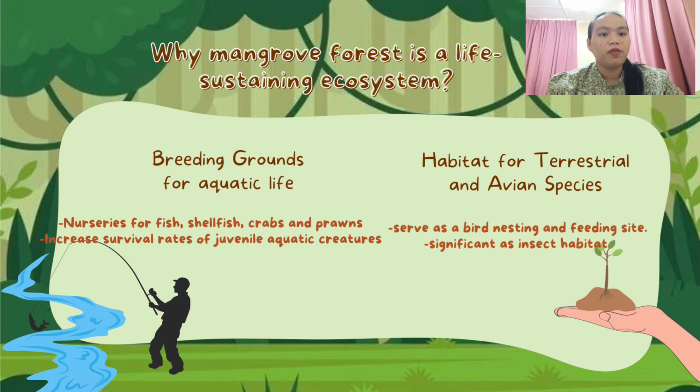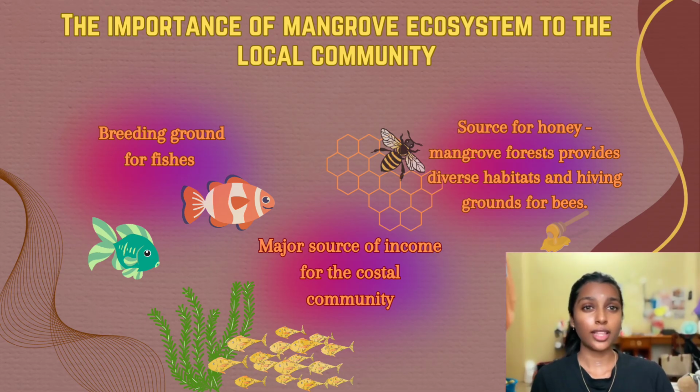Next, the mangrove forests provide habitat for both terrestrial and avian species. It can serve as a bird nesting and feeding site. The tangled roots and hollows within the trees provide ideal homes for various species to construct their nests safe from the predators. Moving on, let's look at the importance of the mangrove ecosystem to the local community.